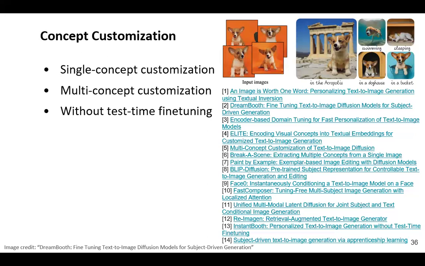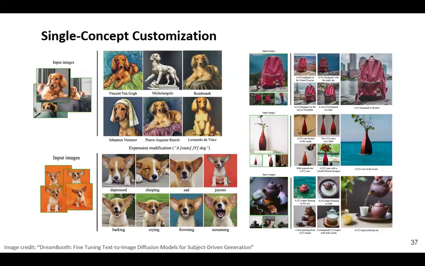And finally is concept customization, where sometimes we might want to add additional visual concepts into our generated images, for example, our own pet dog. Again, the problem setting is having several images, for example, 3 to 5 images, that we try to generate, but with different actions, with different styles, and combined with other different things.